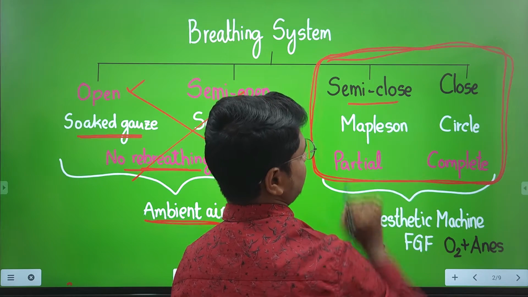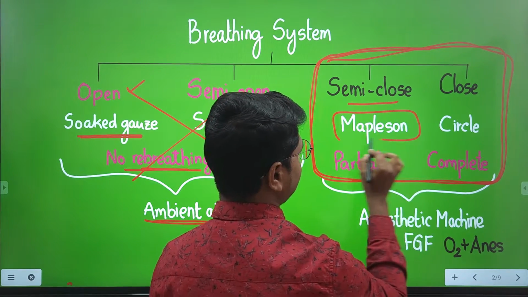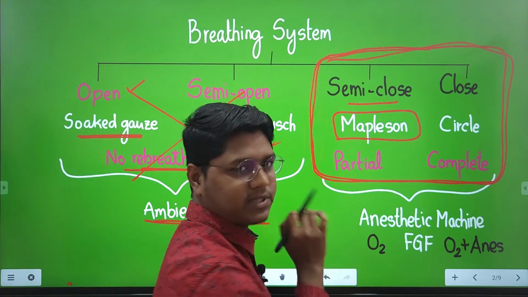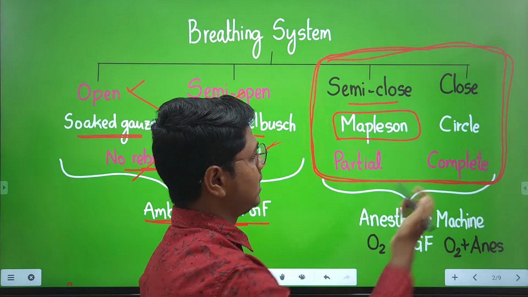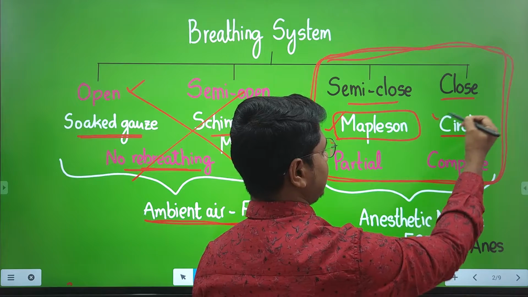First one is the semi-closed system. The example of semi-closed system will be the Mapleson system. We will study in detail the Mapleson system or Mapleson circuits. In closed system, the circle system. These two we will study in detail.